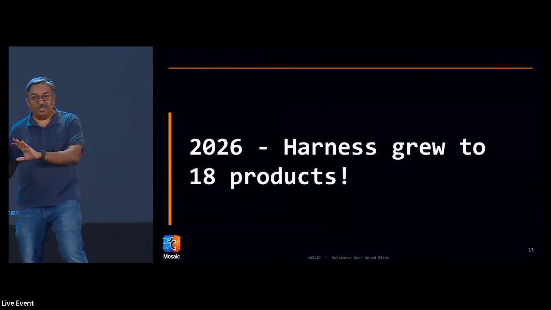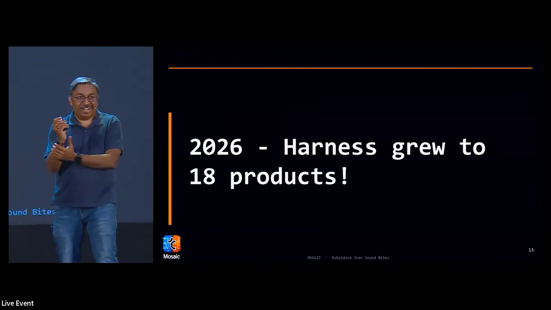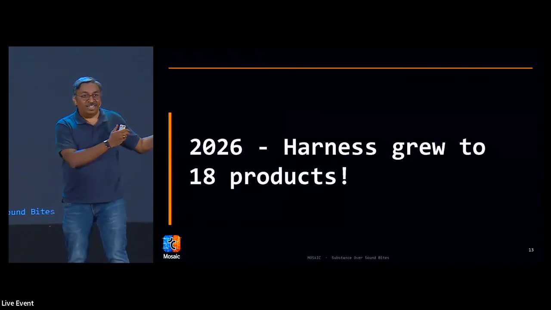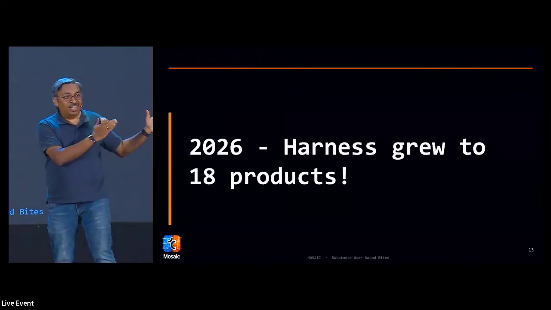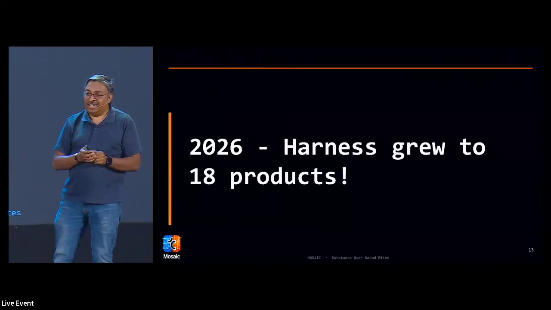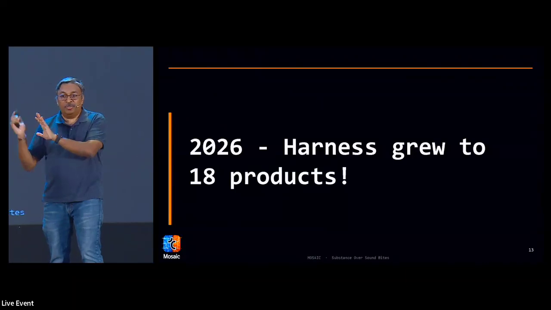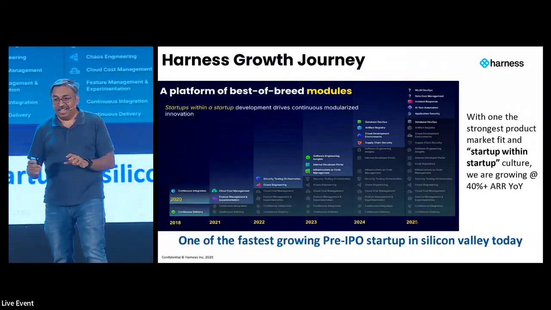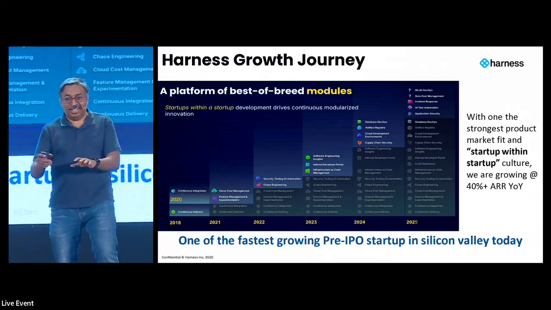Okay. So now let's fast forward to 2026, right? Where we are. From 2017, when we started building the system, if you remember that tiny architecture that we had, it grew to 18 products. Okay. So it looks somewhat like this, right?